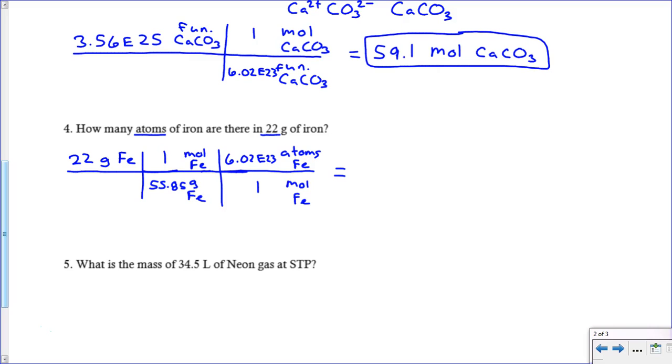All right, so 22 has 2 sig figs, 55.85 has 4 sig figs, 6.02 has 3 sig figs. So we go with 2 in our answer. If you calculate that, you should get 2.4 times 10 to the 23rd. And then the units on this are atoms of Fe.